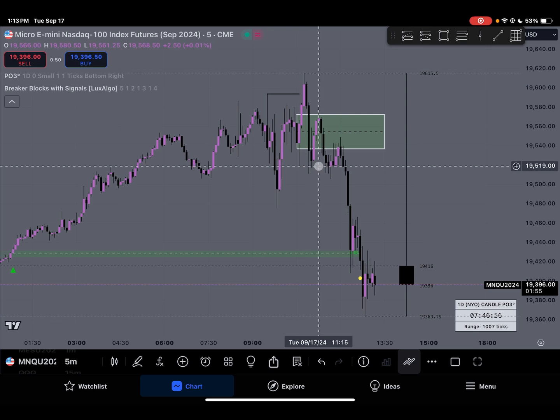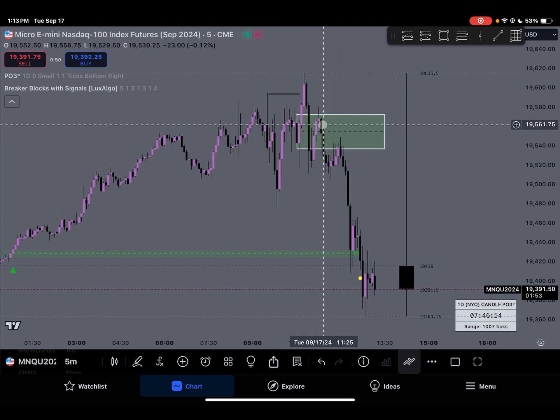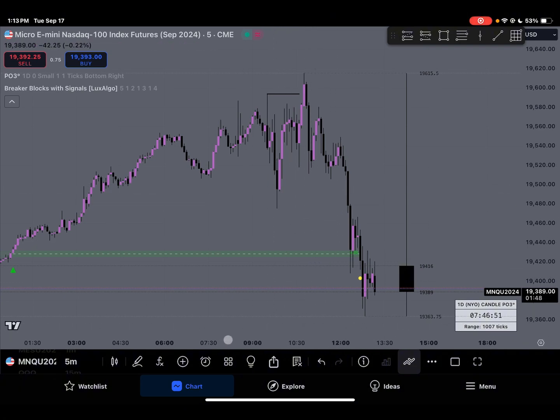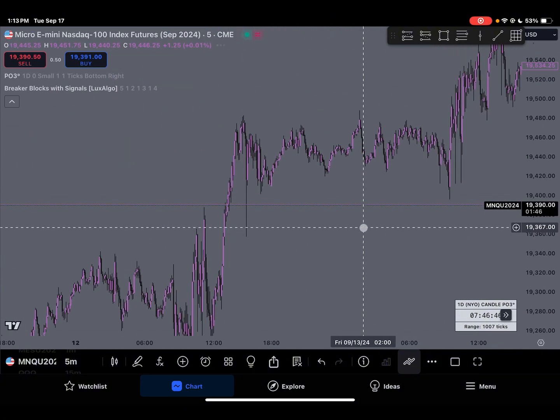That's a breaker. Once it closes right here, that's a breaker. And then that's a fair value gap. So, unicorn. Okay, we go to another day and then find another one.